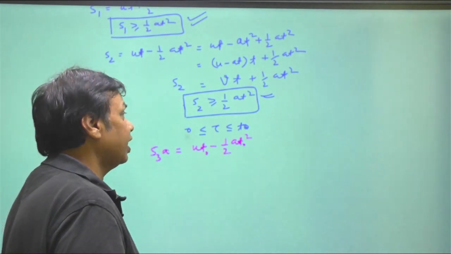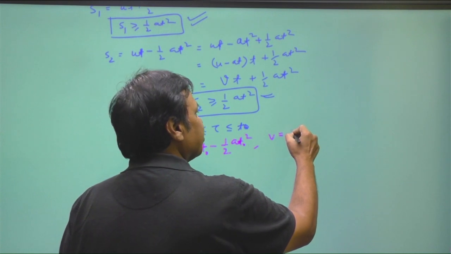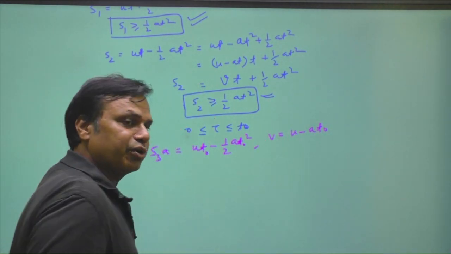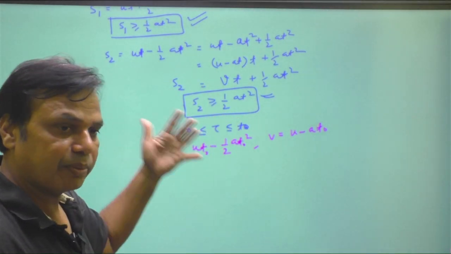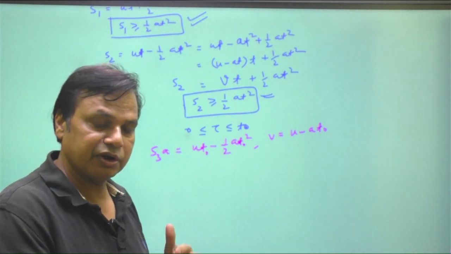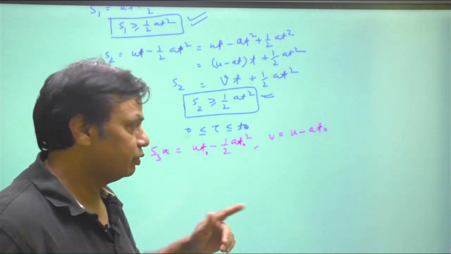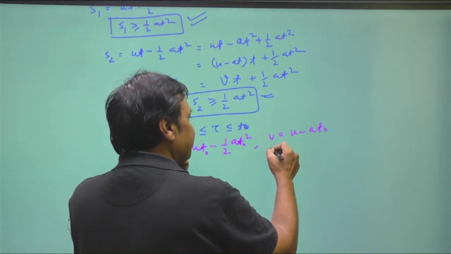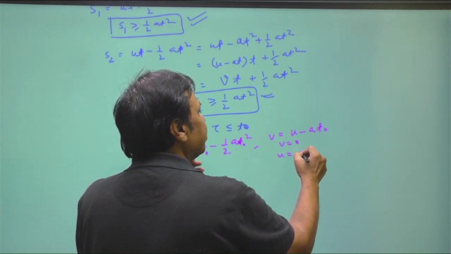And at time t naught, velocity becomes 0. The particle stops there, because it cannot take a U-turn if it doesn't stop. So the particle stops at time t naught, so v is equal to 0. So put v equals 0 here, and you get u equals A t naught.